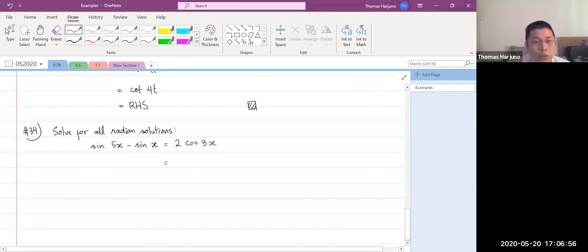Now I will use formula 5-4 on the left hand side. Okay, sine minus sine is 2 times cosine half of sum times sine half of difference. So I get 2 cosine 3x sine 2x equals to 2 cosine 3x.